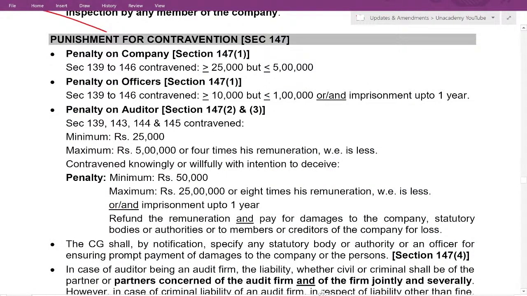Okay, so we reached till section 147. We finished section 139, 140, 141, 142, 143, 144, 145, 146. 146 tak ho gaya. 147 we are required to start. Let's begin.